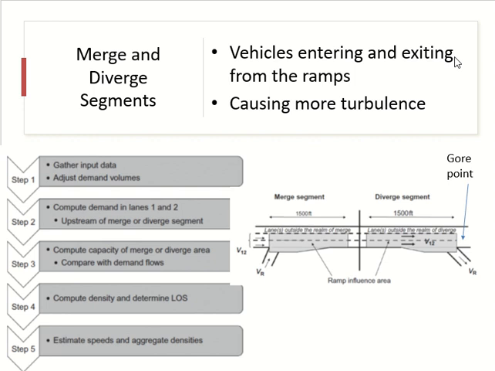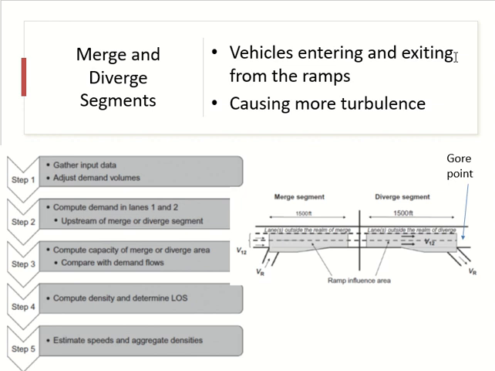And now we are discussing the merge and diverge segments. They are part of the freeways. Which part of the freeway? Which has a ramp. Ramp is coming in, on ramp, it's merge; off ramp, it is diverge. For both these segments we follow the same methodology. The influence area of the ramp is up to a distance of 1,500 feet in the first two lanes of the freeway. First meaning immediate to the ramp.